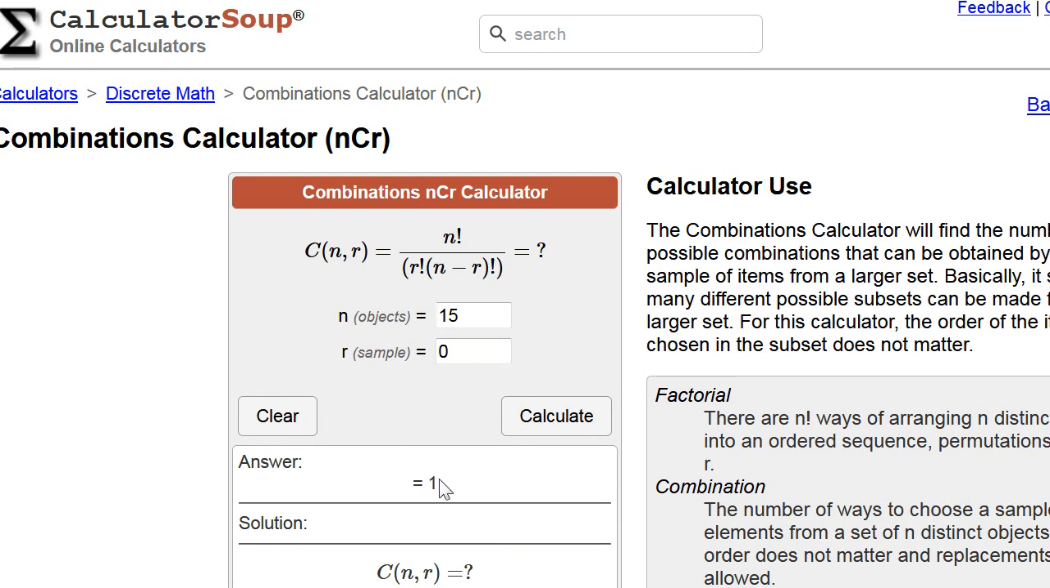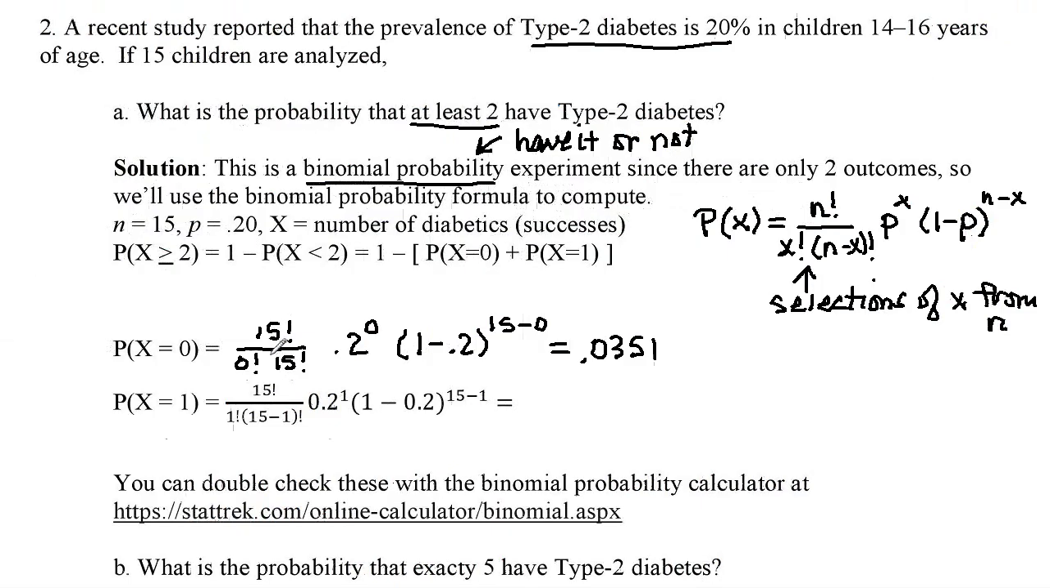and here it tells you the answer is 1. And that makes sense here because look, 15 factorial divided by 15 factorial, anything divided by itself is 1. And then 0.2 to the 0 power is 1, and then 0.8 to the 15 power, that's the 0.0351.